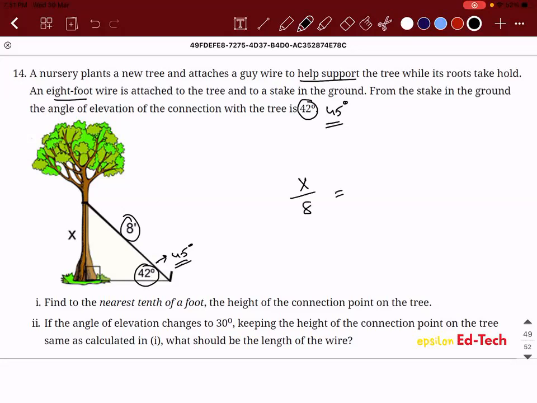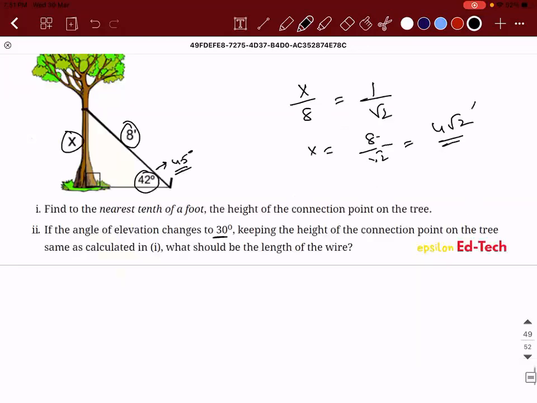X by 8 is equal to sine 45, that is 1 by root 2. So x is equal to 8 by root 2 or it is 4 root 2. 4 root 2 feet. Okay. If the angle of elevation changes to 30 degrees, keeping the height of the connection point on the tree the same, so x is same, calculate what should be the length of the wire. So 4 root 2 divided by, now I'll call this as y. 4 root 2 divided by y is equal to sine 30. So that will be half, y will be equal to 8 root 2.